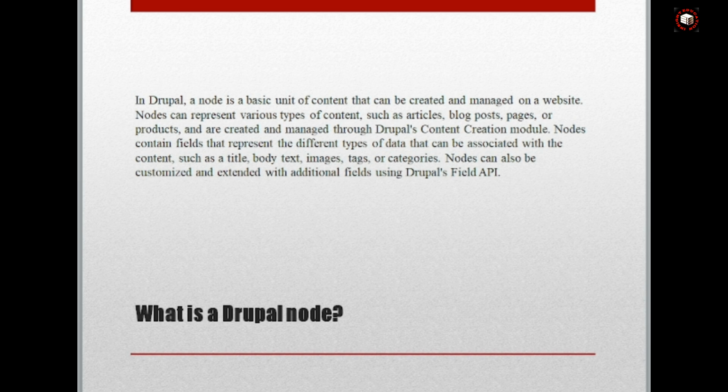Nodes' content fields represent the different types of data that can be associated with the content, such as title, body, tags, image tags, or categories. Nodes can be customized and extended with additional fields using the Drupal Field API.